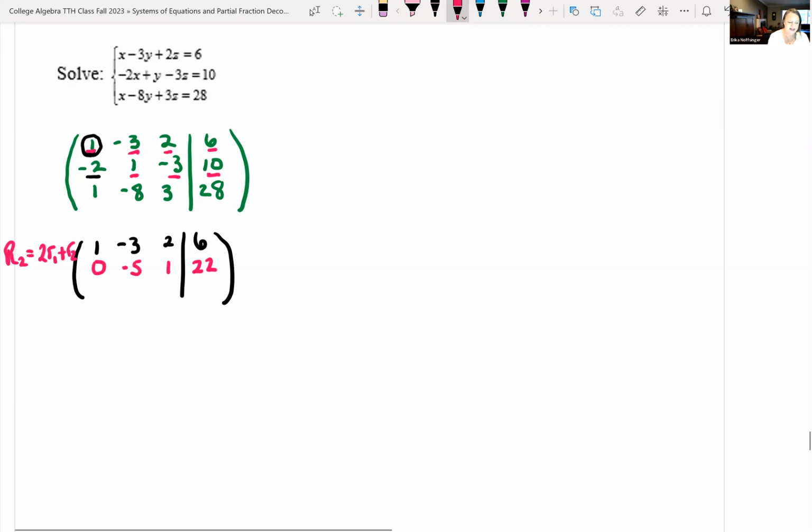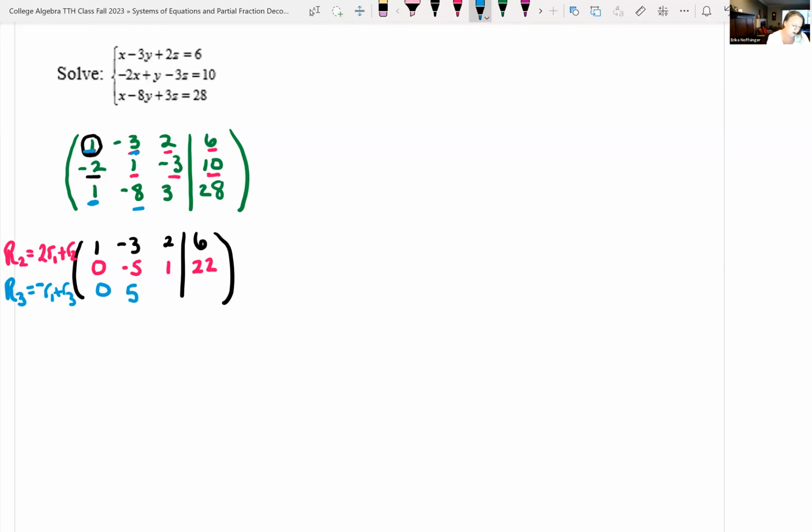So now I want to move down to the third row and I want to make that 1 a 0. And so I can manipulate and change row 3 by looking at negative row 1 plus row 3. So negative 1 times 1 is negative 1 plus this 1 is 0. Negative 1 times negative 3 is 3. 3 minus 8 is 5.